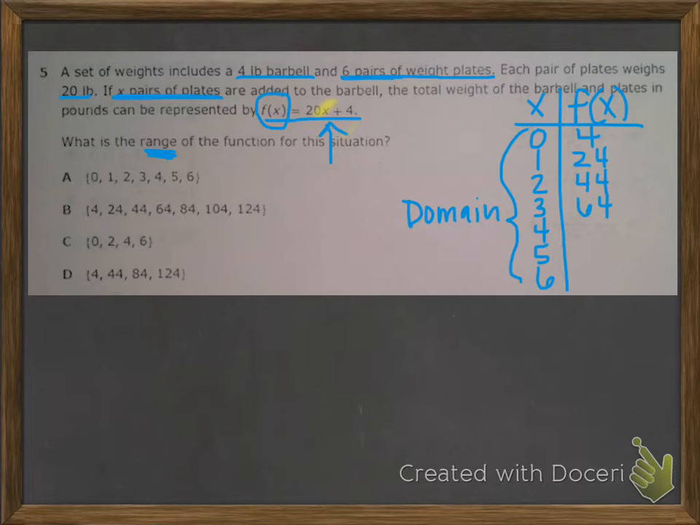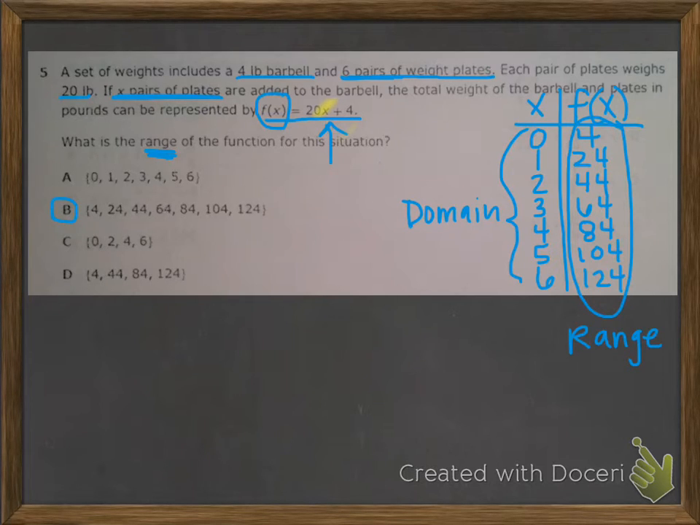You might see a pattern that we're adding 20. So if you see the pattern and you just want to continue it, you can just keep adding 20 to get the next values. So what I have now, these are all of my outputs. This represents my range. So the answer that has all those outputs is answer choice B.